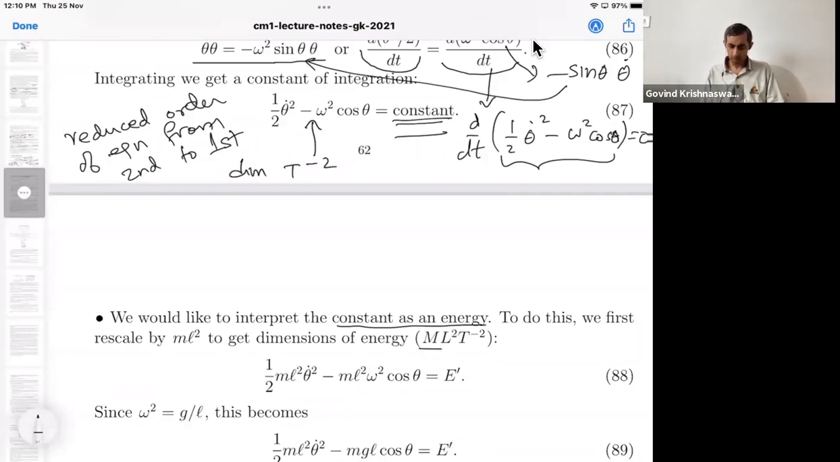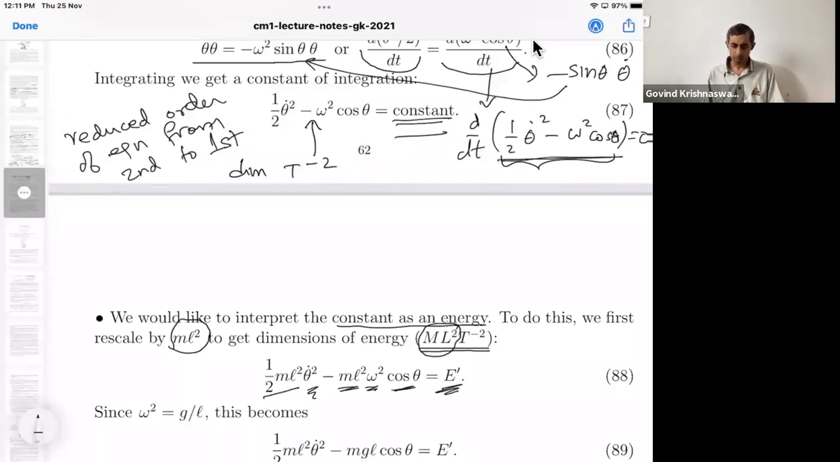Energy has dimensions ml squared T to the -2. So we need to multiply by some constant having dimensions of ml squared. And there is an obvious candidate, namely mass of the bob times length of the rod squared. So let us do precisely that. We will define a quantity E prime. I mean, prime doesn't denote differentiation, it's just some variable. E prime as half ml squared theta dot squared minus ml squared omega squared cosine theta. So that is just copying this expression and multiplying by ml squared.